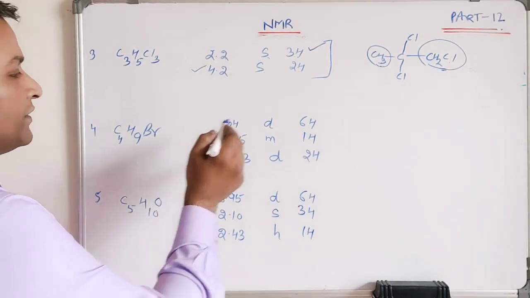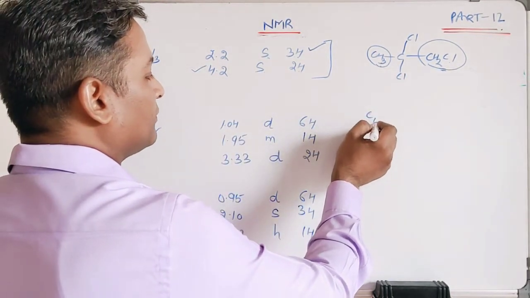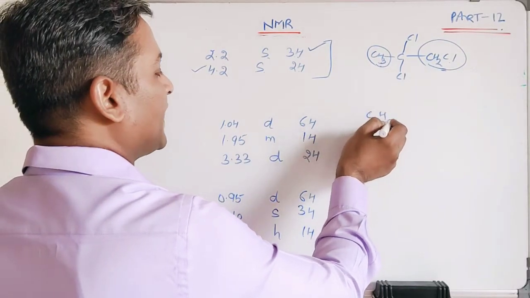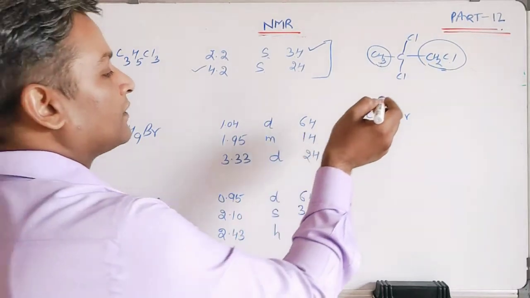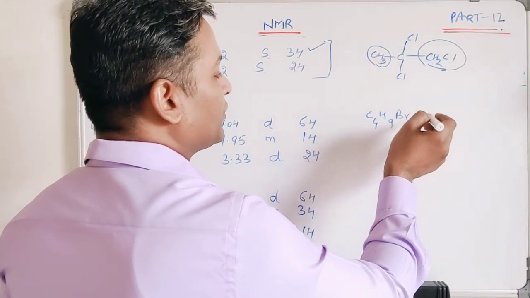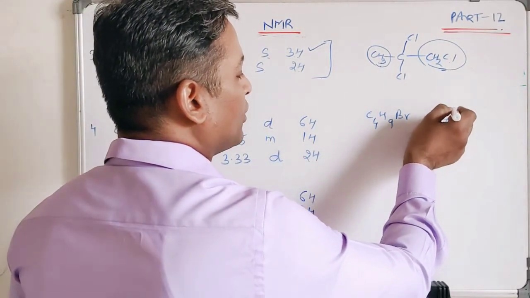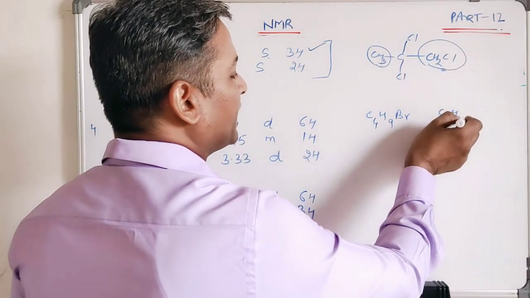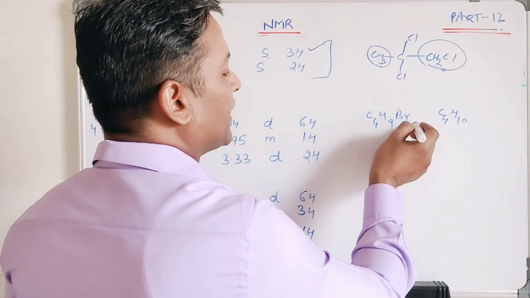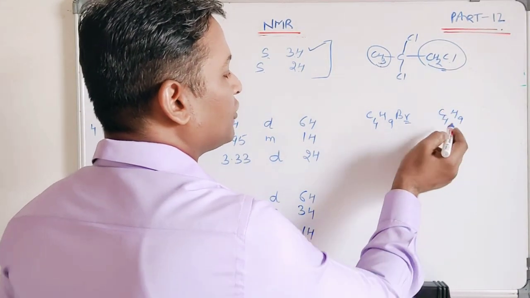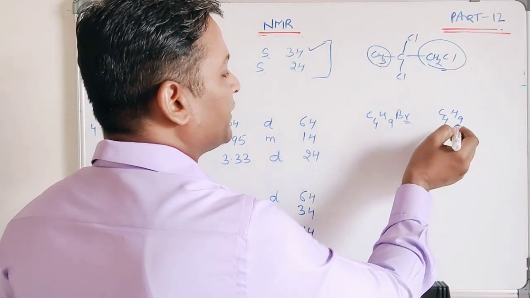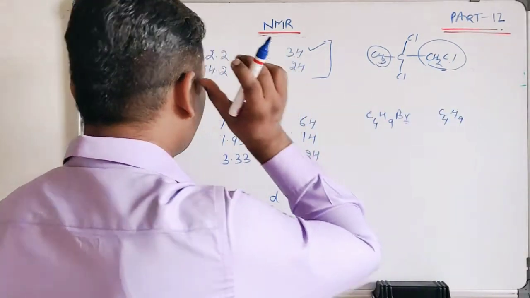The second compound is this, C4H9Br. What is the degree of unsaturation? C4 corresponding proton will be 10. It contains 1 Br, so we have to decrease H by 1. It becomes 9. So 9 minus 9 is 0. So the degree of unsaturation of this compound is 0, as you can see here.